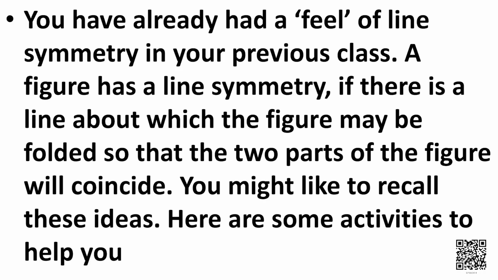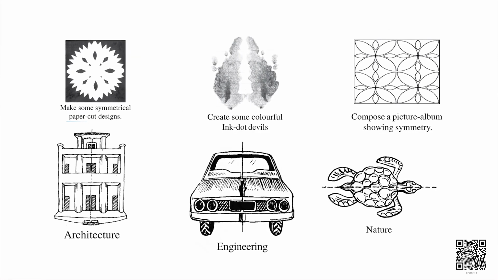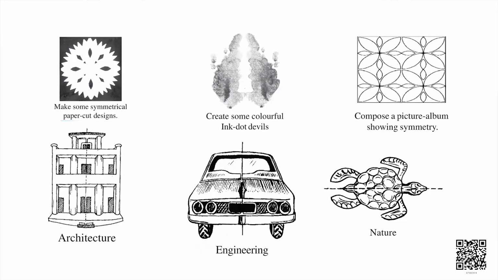So students, you have already had a feel of line of symmetry in your previous class. Now, a figure has a line symmetry if there is a line about which the figure may be folded so that the two parts of the figure will coincide. You might like to recall these ideas.